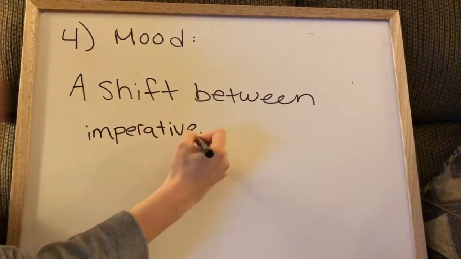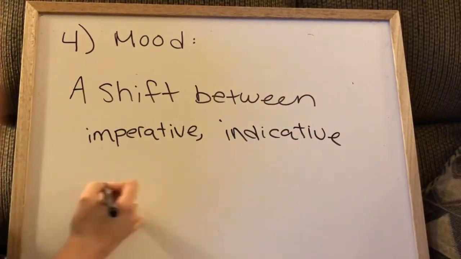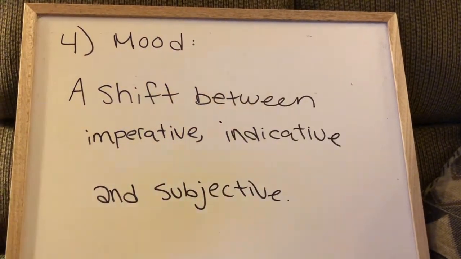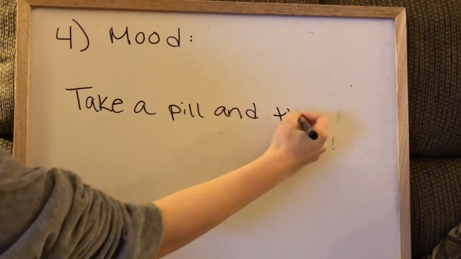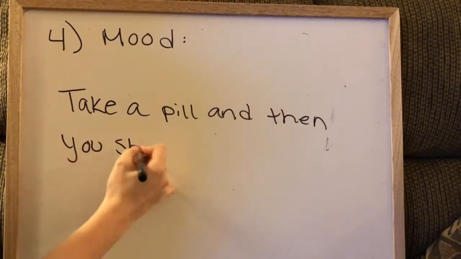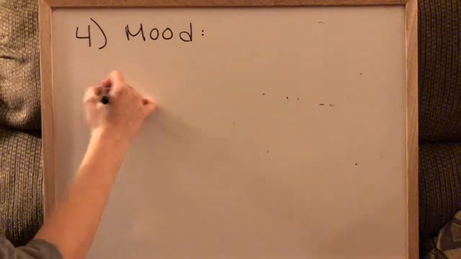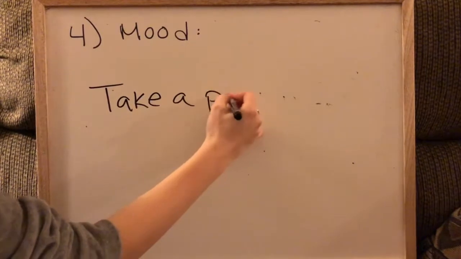A mood shift is a shift between imperative, indicative, and subjunctive. In this example, an assertion or order is being commanded. To avoid this, beware of what you're trying to convey. Is it a question or a request?